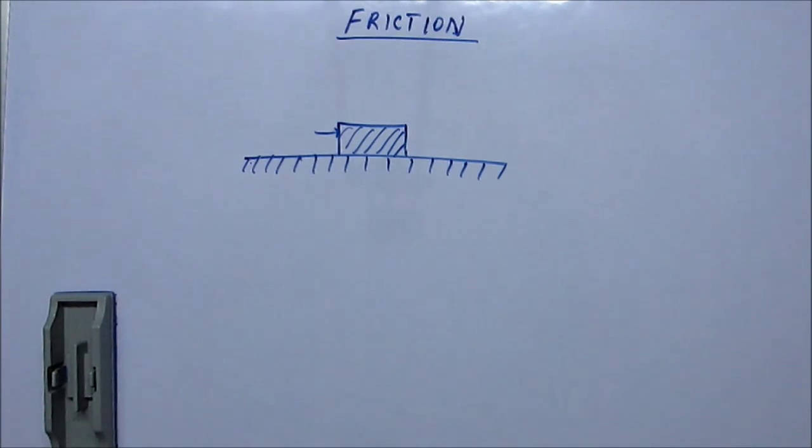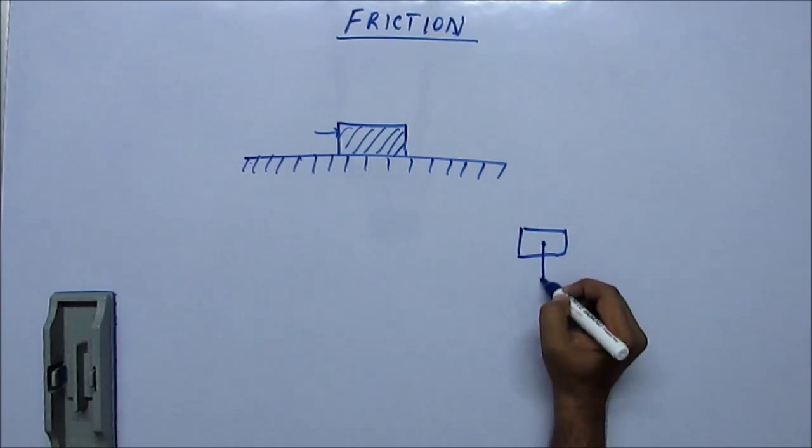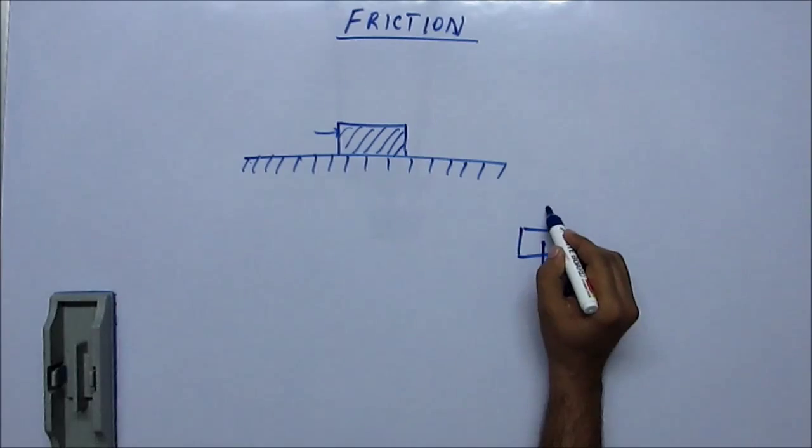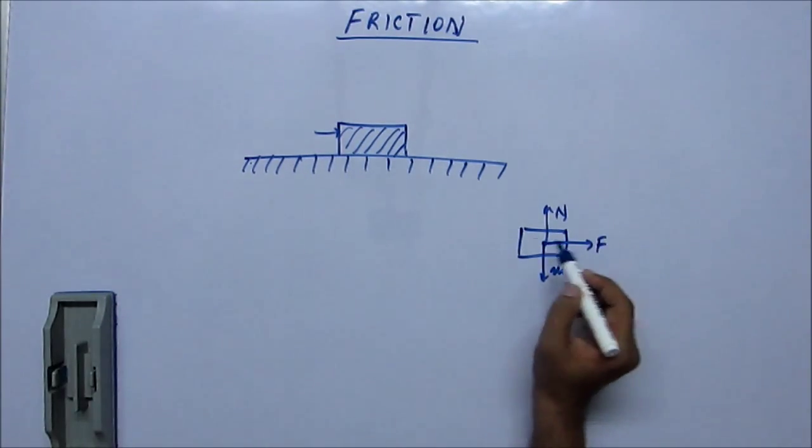Now the first thing is, if you're applying a certain force on this block and it is not moving, that means some other force is counterbalancing the force applied by you. If we draw the FBD of this block, there is mg downward, normal reaction upward to balance mg, and this is the force applied by you.